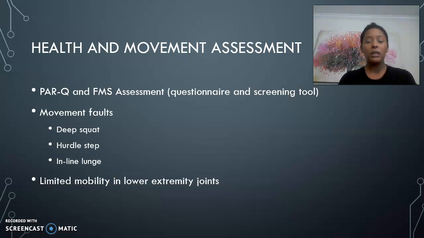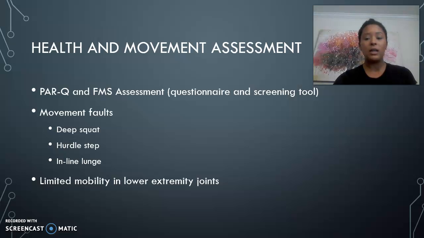The PAR-Q assessment was more of a questionnaire, and it allowed me to see any general health risks that my client has, as well as any previous injuries that he's had. With that questionnaire, I was able to see that he did have some previous injuries, and I kept that in mind when I was prescribing the fitness regimen for him. He was cleared by his doctor to participate in all of the exercises that were prescribed for him, but I just needed to make sure that I kept those injuries and risks in mind while prescribing his fitness regimen.